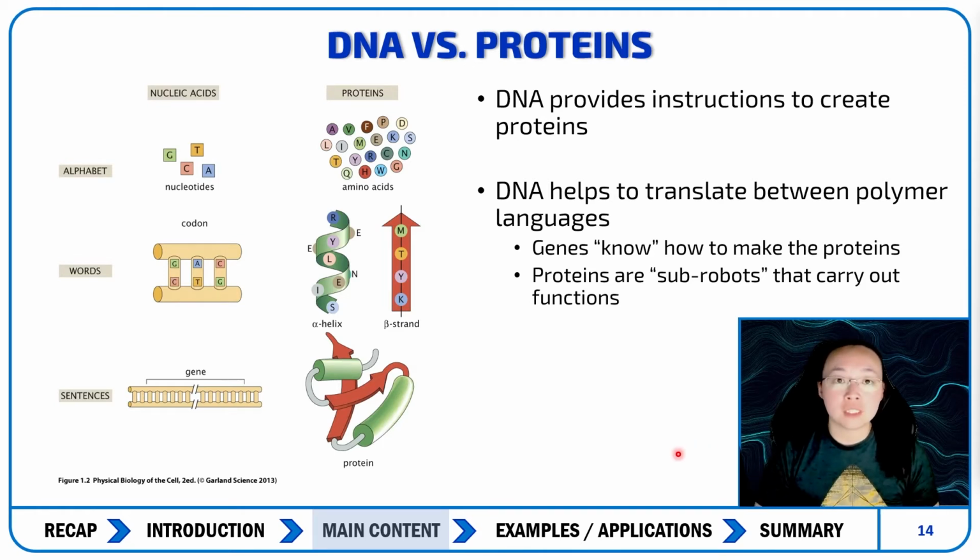So in terms of DNA versus proteins, some of the key differences are DNA is going to provide instructions to create proteins, and DNA is going to help translate between polymer languages. DNA is considered a mechanism for reading and writing. So that's why a lot of the analogies have to do with language. So genes are going to know how to make the proteins, and proteins are the little robots that can carry out the functions.